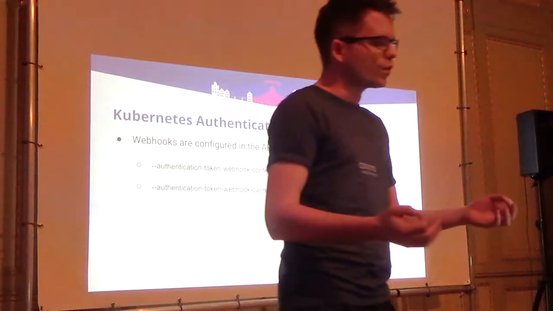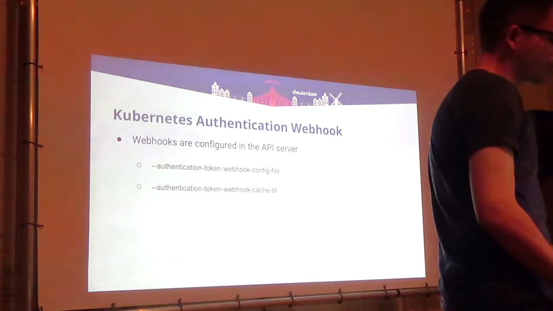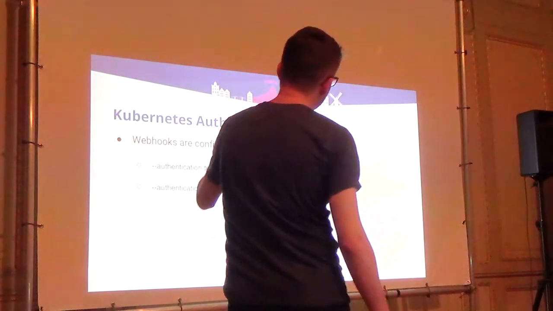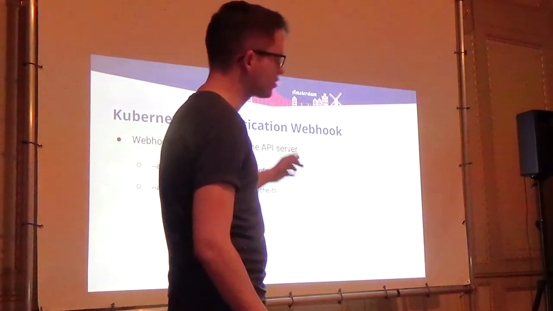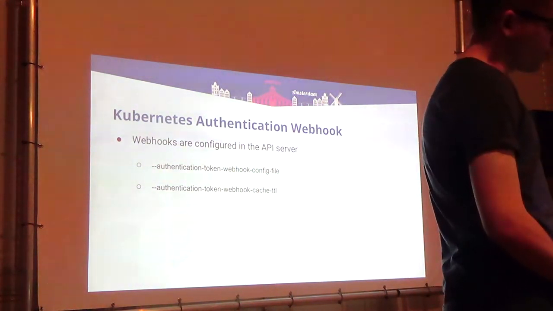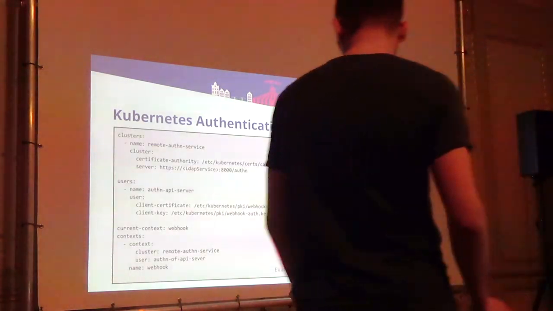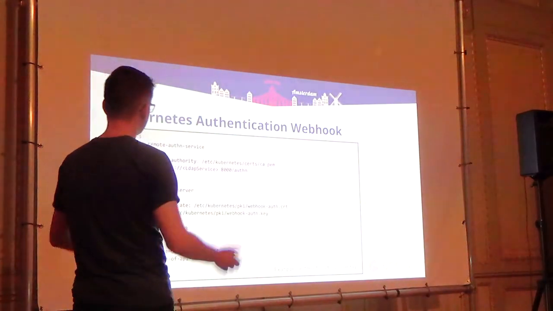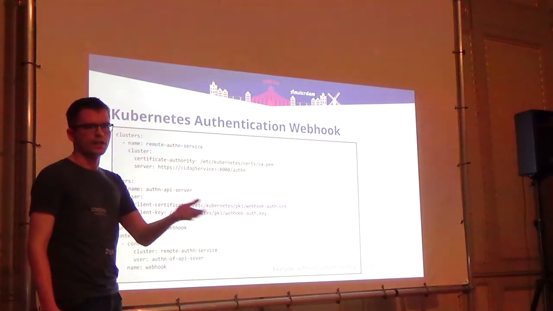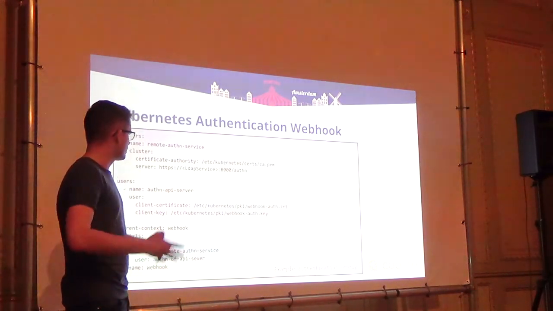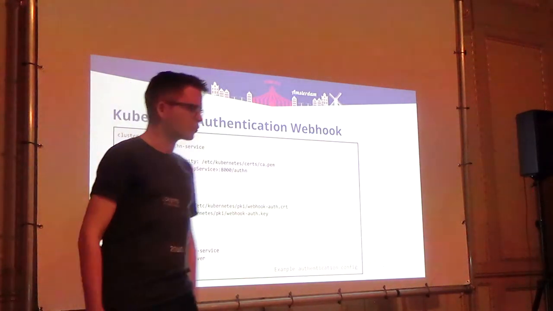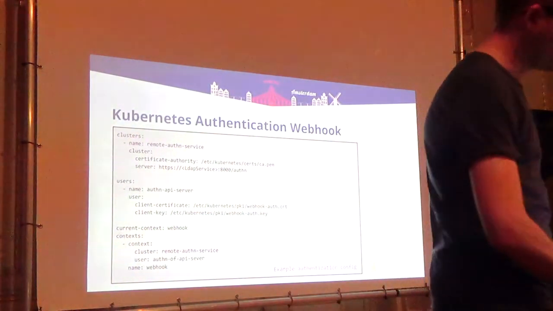So now we implement the authentication webhook by configuring it in the API server. This can be done through two options. One is optional, the cache one. We don't have to explain what the cache is, I suppose. And then there's the webhook config file, which looks like this. It looks really bad, but it's basically some SSL setup for the HTTPS communication with the LDAP service. And the most important part is obviously the server URL, which is again the LDAP service and the endpoint.